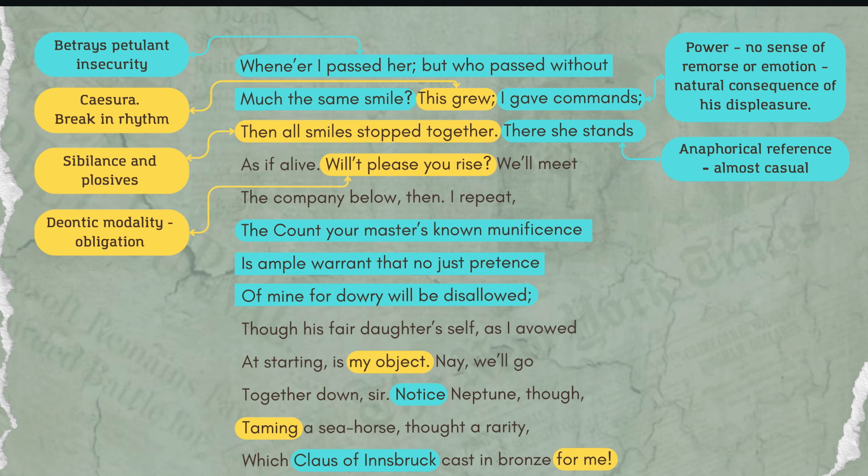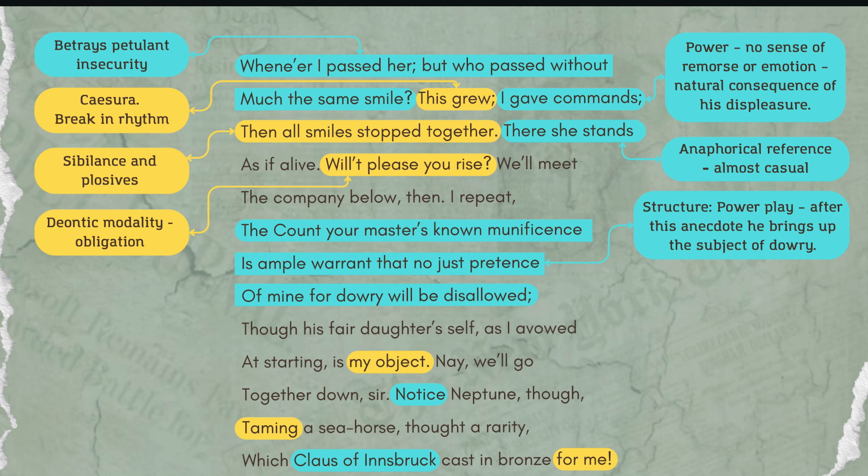We'll meet the company below then, I repeat. Then he starts talking about the Count. The Count, your master's known munificence, his generosity, is ample warrant that no just pretence of mine for a dowry will be disallowed. So basically, it's a power play, structurally. He's just talked about his last Duchess. She was a bit displeasing. She came to a sticky end.